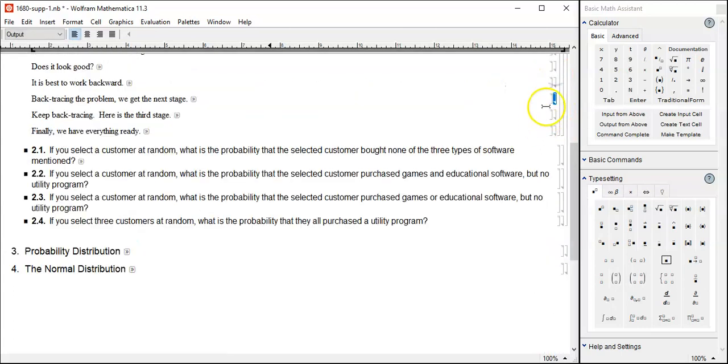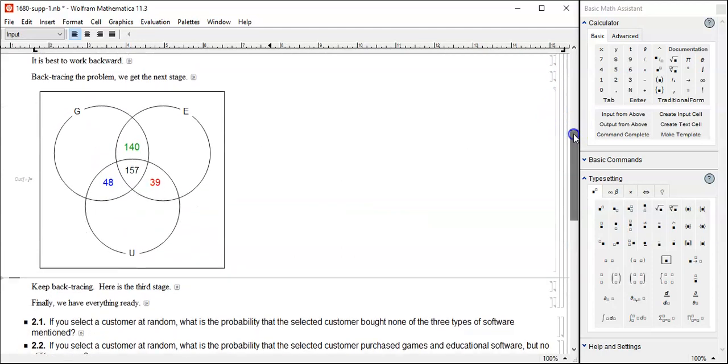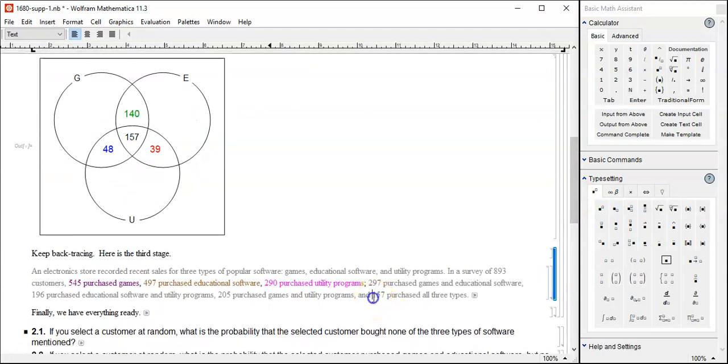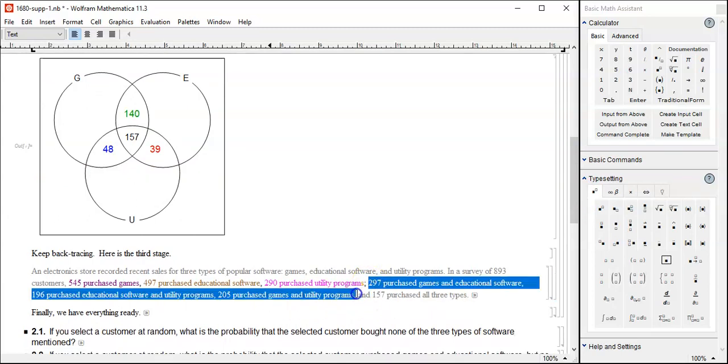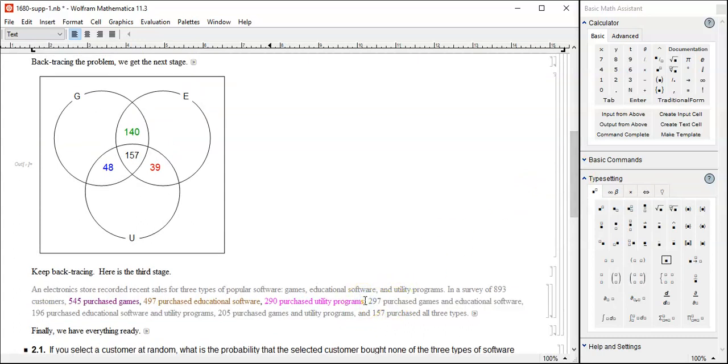And then let's move on to the next stage. Keep backtracing. Okay, 157 we covered. And then these three, blue, red, and green, we covered. Next. 290 purchased utility program, so some pink over here. So how do you do that?